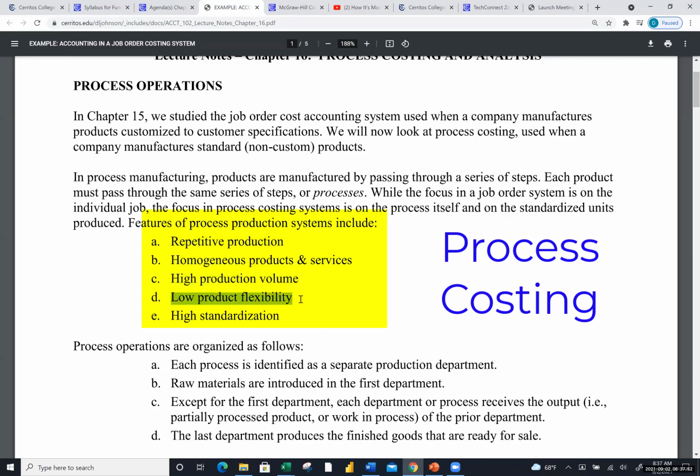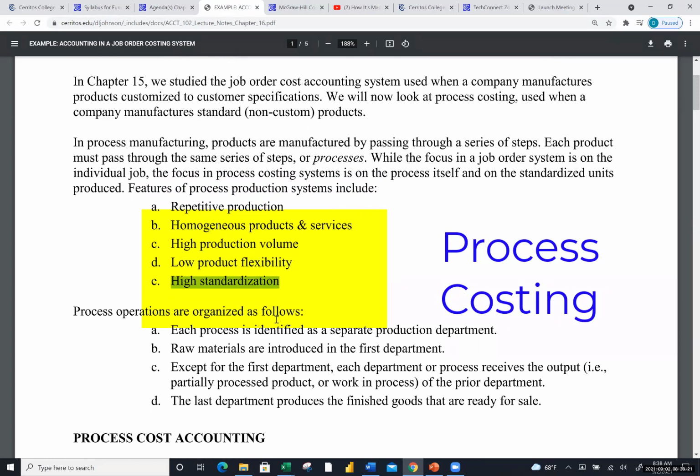And because all the gasoline looks the same, it's very low flexibility, right? The gasoline needs to have that same octane characteristics every single time. And because it's low product flexibility, that means the products don't change much. There's high standardization, okay, which is completely the opposite of job order costing, where there was no standardization. Every single thing was custom.